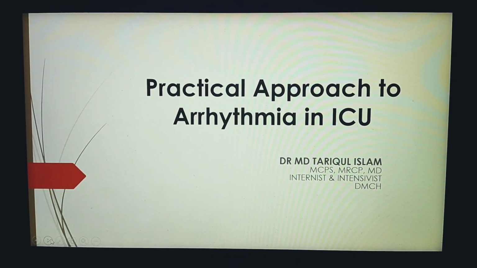This is a very important topic for management of patients in ICU: how to approach arrhythmia practically in ICU. Arrhythmia is the most common finding during management of a critically ill patient.